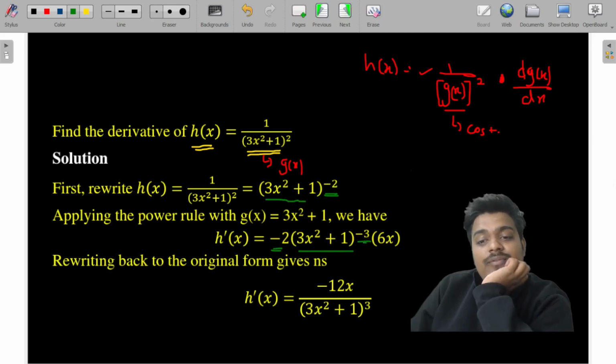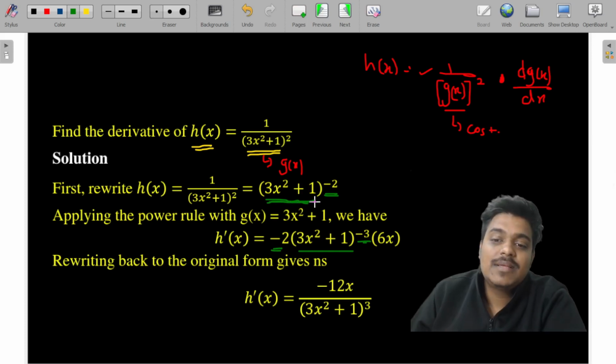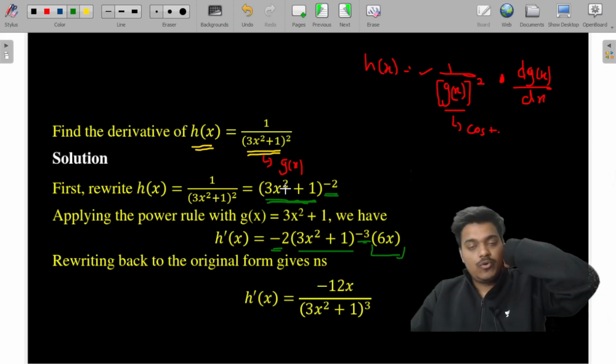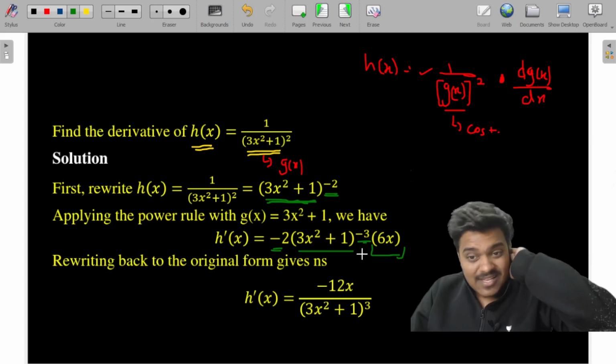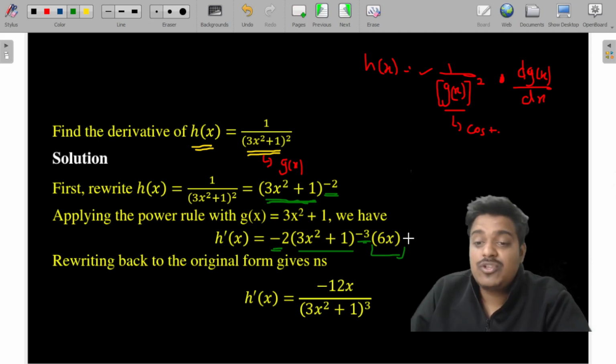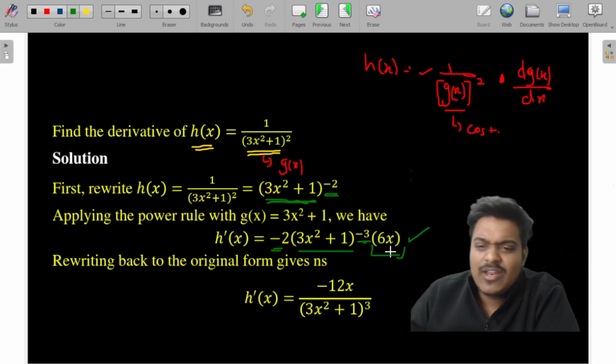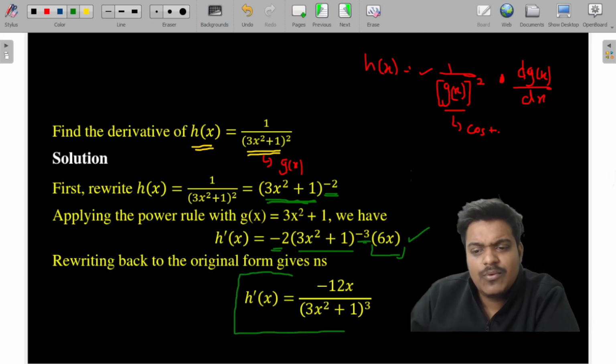Now you have considered this as a constant, as a normal value, as a single variable. So now 3x square plus 1 will again be differentiated, and what will be the differentiation of 3x square plus 1? It is equal to 6x, that is 2 into 3 is 6, and x to the power 2 minus 1 is x. So that is why now the differentiation of h of x is minus 2 into 3x square plus 1 to the power minus 3 into 6x. Is it clear? And when you further solve it in a simpler manner, you will get this value.